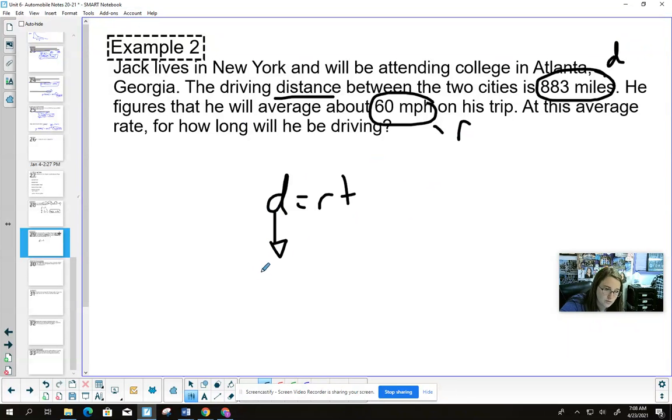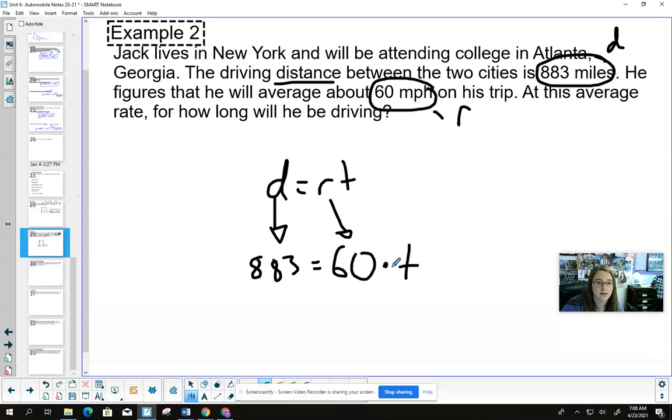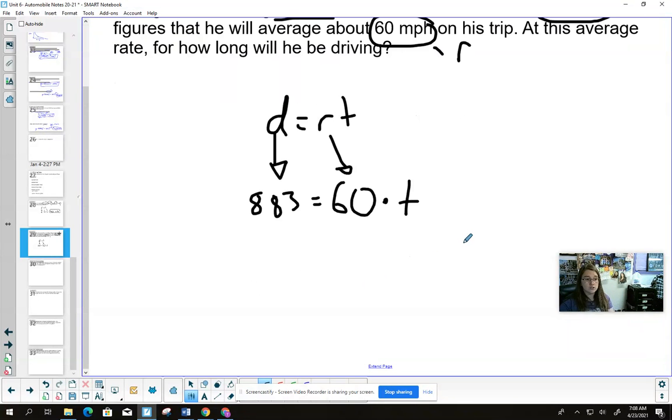Again, I know I'm breaking this down super slow, but like I said, I just don't want to risk losing anybody who it's not clicking for. Times T. That's what it should look like plugged in. D is 883, R is 60, and RT means R times T. So this is 60 times T. So then from here, what we do is we look at this equation and we do whatever we need to do to solve it.